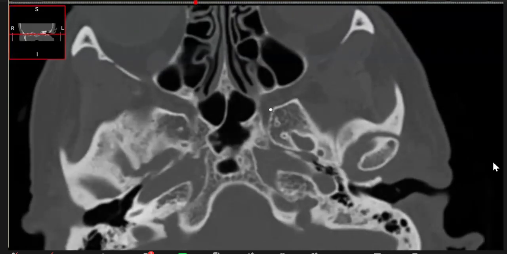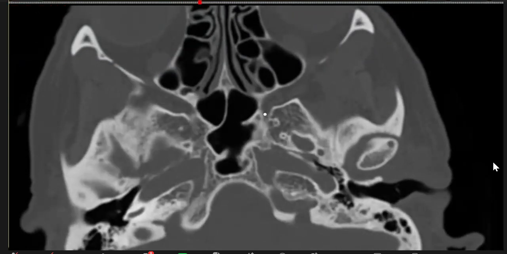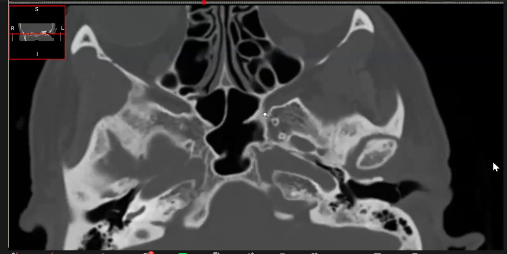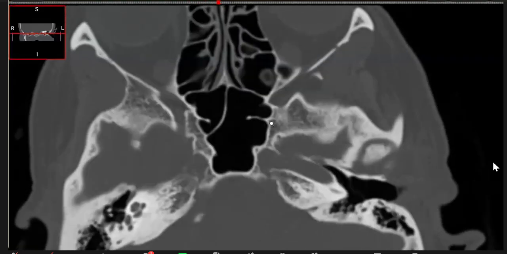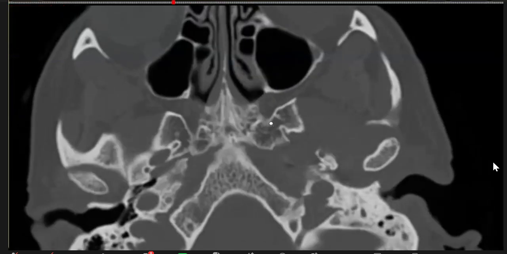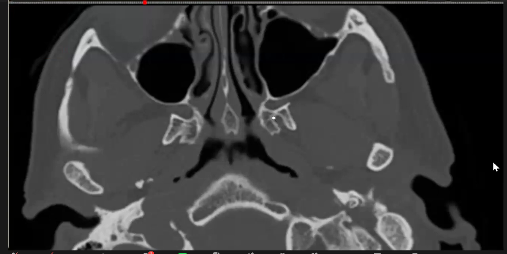And what is sitting here? Remember, next to the foramen rotundum, what is sitting there? Cavernous sinus. So if there is infection which goes inside, it will produce cavernous sinus thrombosis. So that is why it is a very, very important junction or landmark.